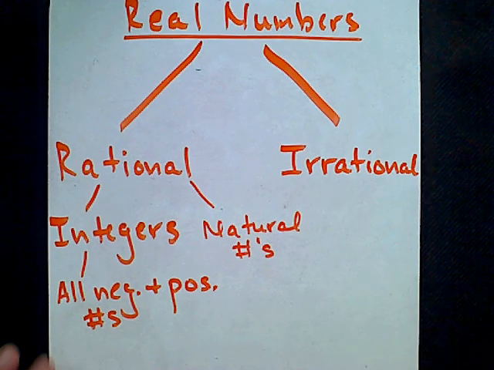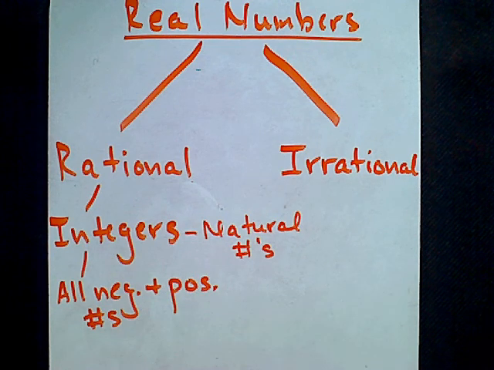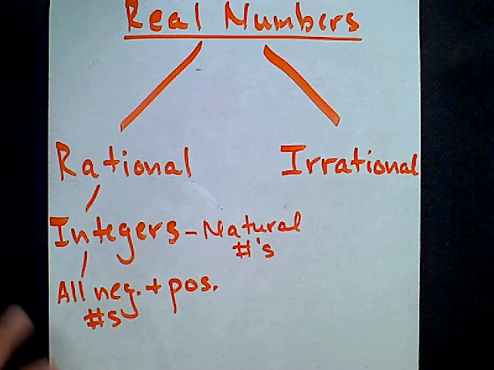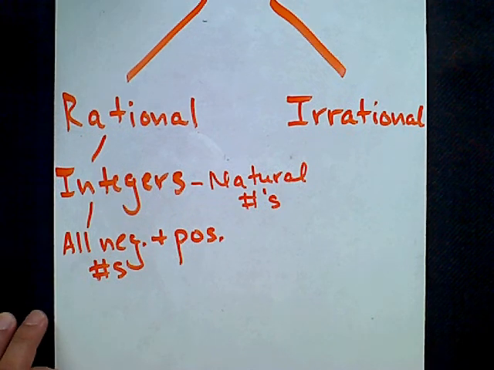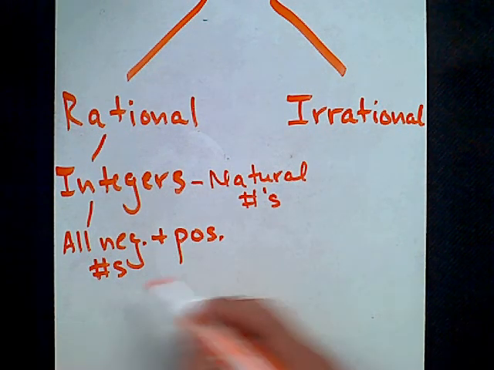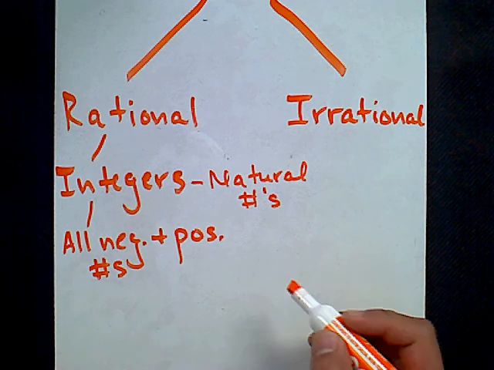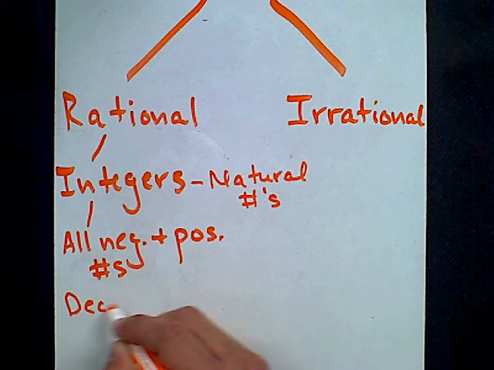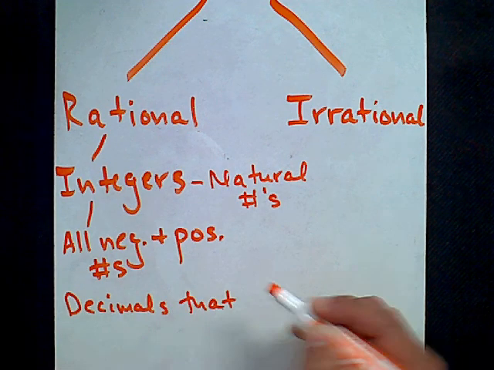Now, the other type of rational number are what are called natural numbers. Natural numbers are actually, well, they're really part of integers. Natural numbers are all the positive numbers, including 0. So 0 all the way up to whatever.